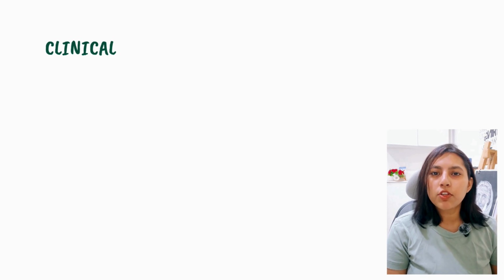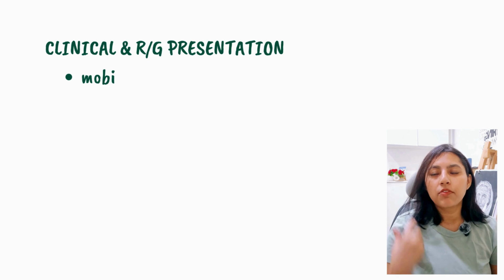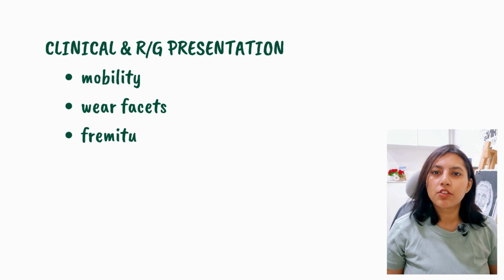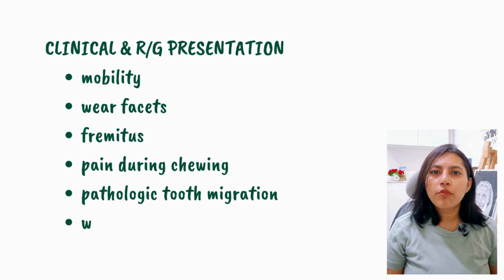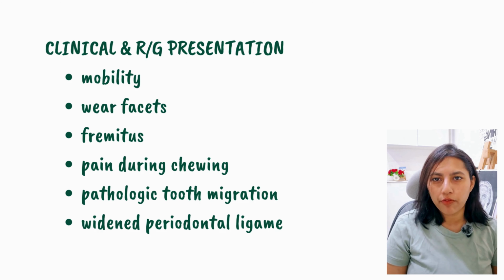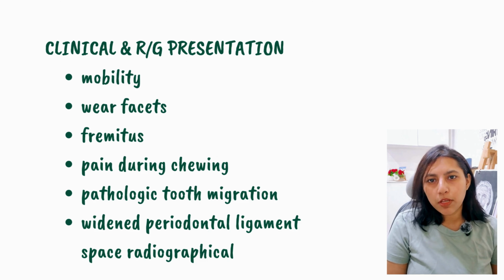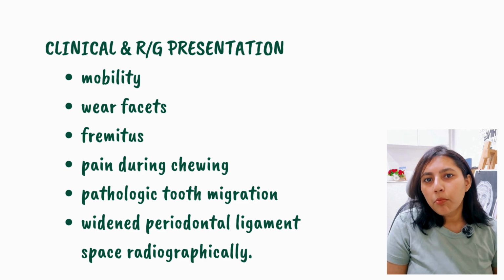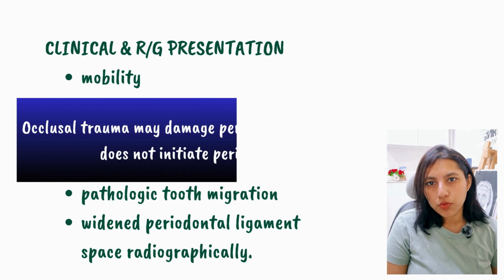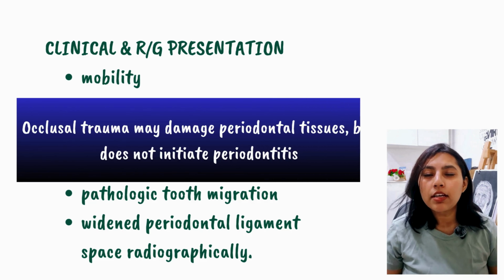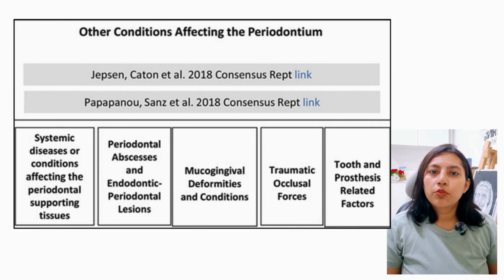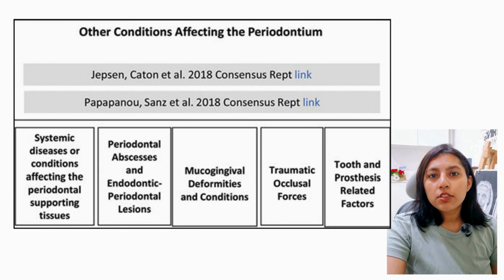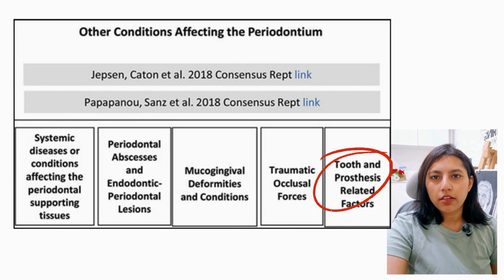Now, clinically, patients with traumatic occlusal forces may present with mobility, wear facets, fremitus, pain during chewing, pathological tooth migration, or widened periodontal ligament space radiographically. So the important concept here is that occlusal trauma may damage periodontal supporting tissues, but it does not independently initiate plaque-induced periodontitis. And finally, let us move to the last category under conditions affecting the periodontium: prosthesis-related and tooth-related factors.